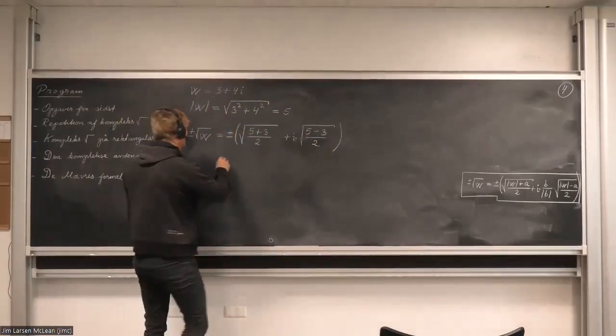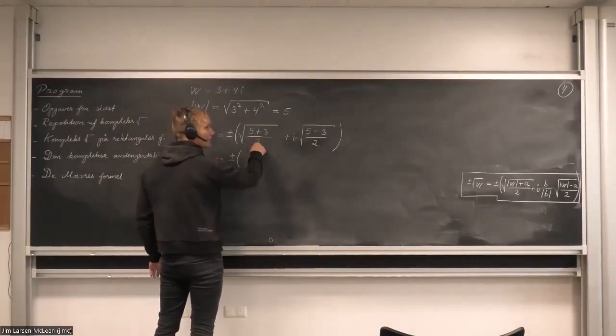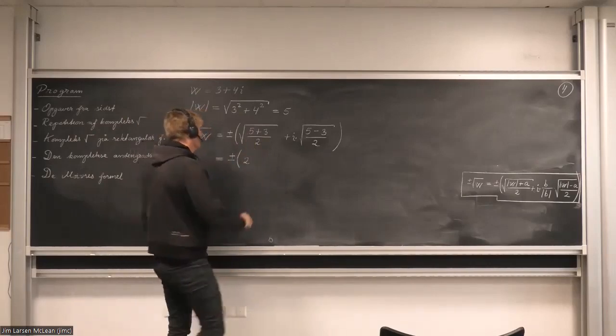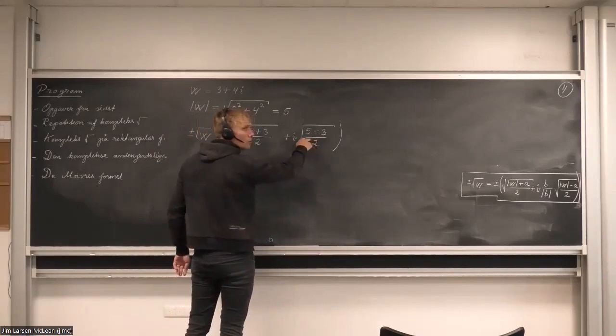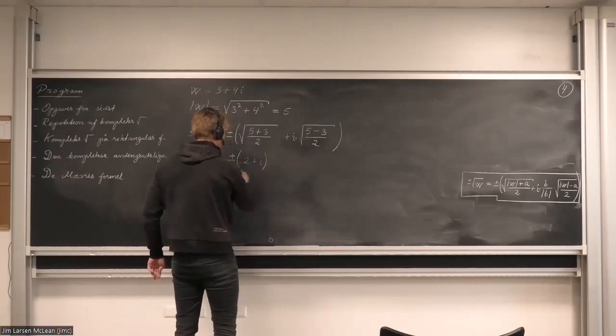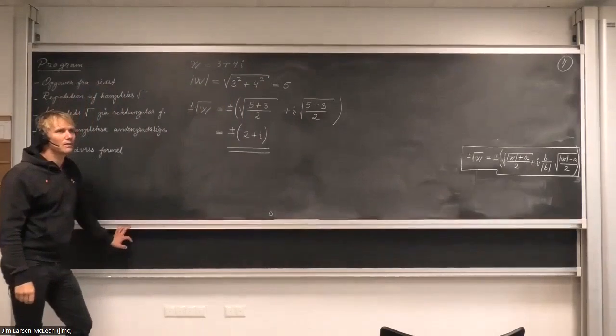So if we continue calculating that, I get plus or minus. Here it says 8 halves, which is 4. So I can make that 4, and the square root is 2. Plus, in here it says 5 minus 3, which is 2. And 2 divided by 2, that is 1. And the square root of 1, that's 1. So plus i. So there are the 2 square roots.